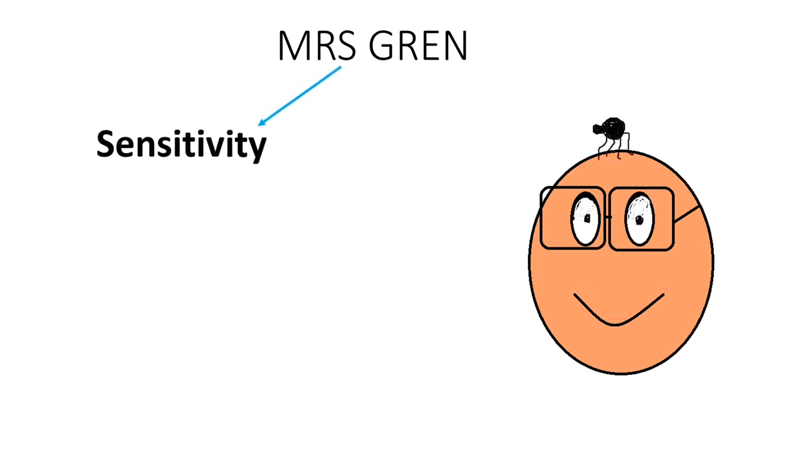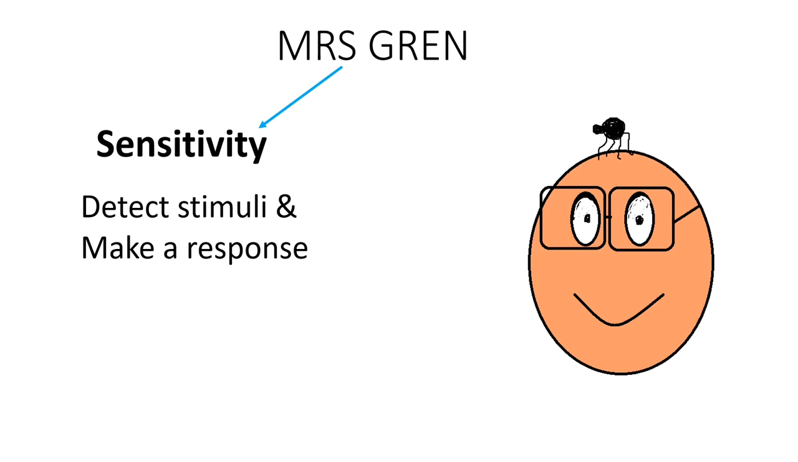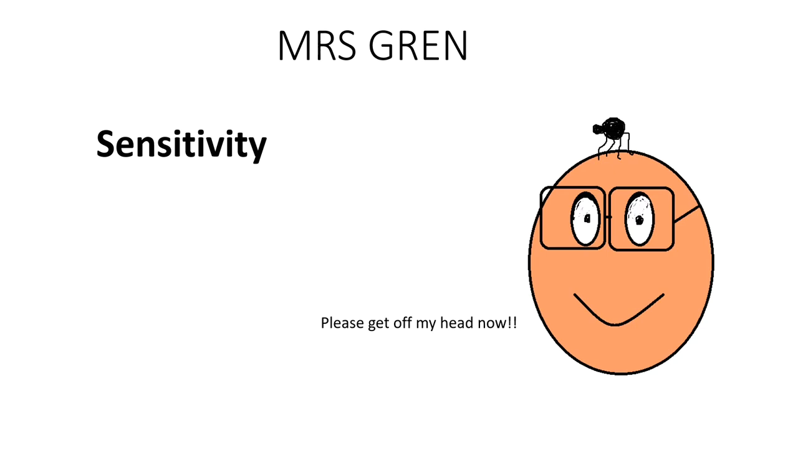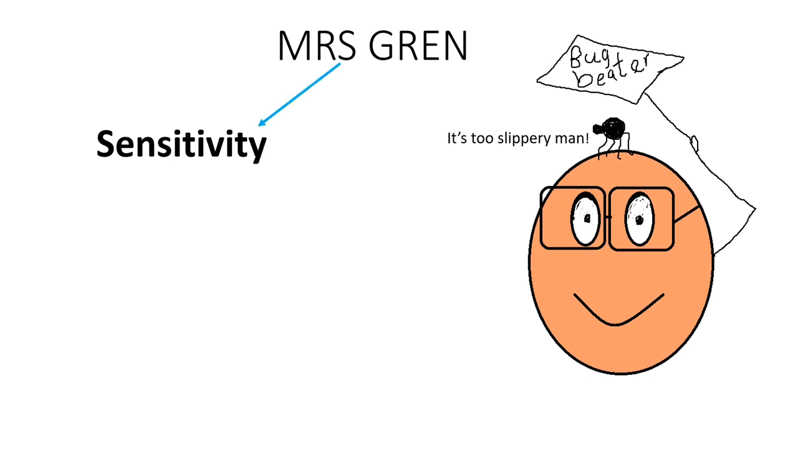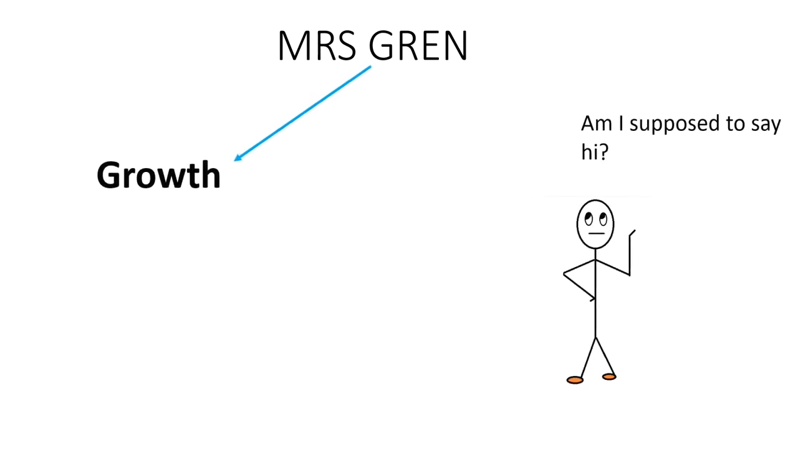Third one is sensitivity. Sensitivity means being able to detect stimuli, whether it's internal or external, and making an appropriate response to it. Remember that stimuli are changes in the surrounding or inside your body. For example, if you sensed a moving spider on your head, you might squash it, or run around the house screaming until someone else removed it.